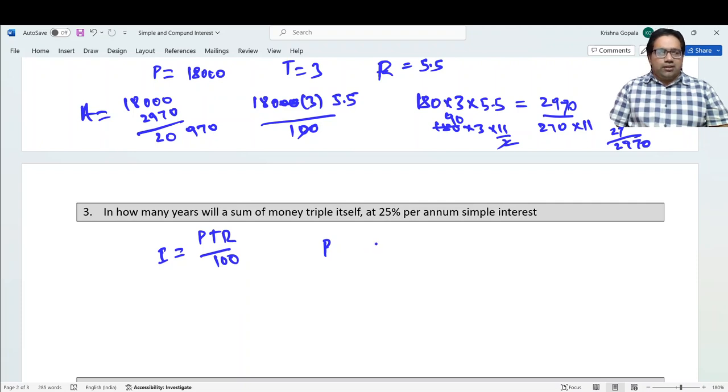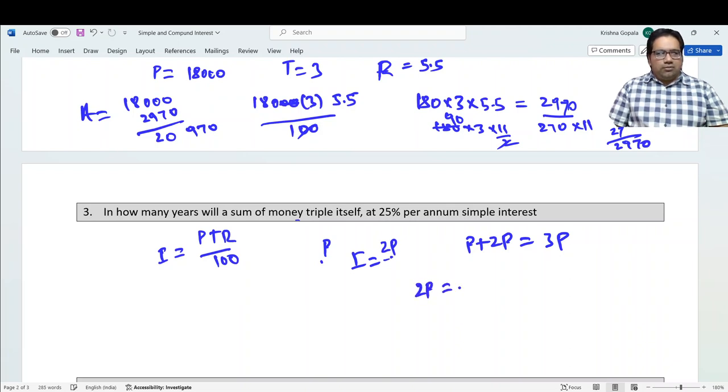It will triple itself when interest is 2 into P. Interest should become 2P. Then the total amount will become P plus 2P, which is equal to 3P. This is what he is saying: the original amount is P, and if the interest becomes 2P, then the total amount will become 3P, which will triple itself. Now, interest is 2P.